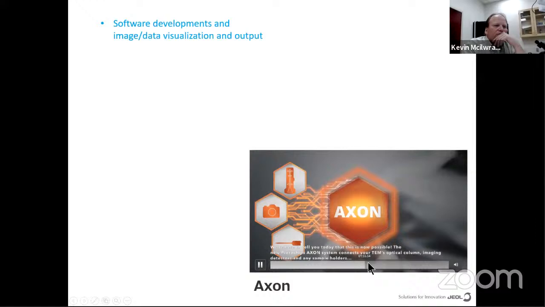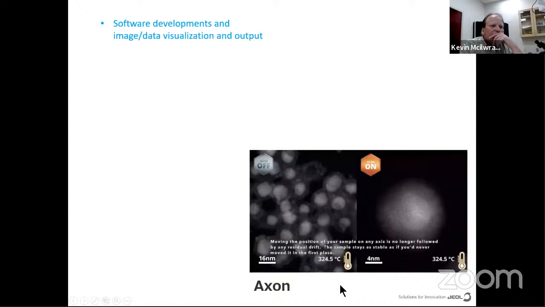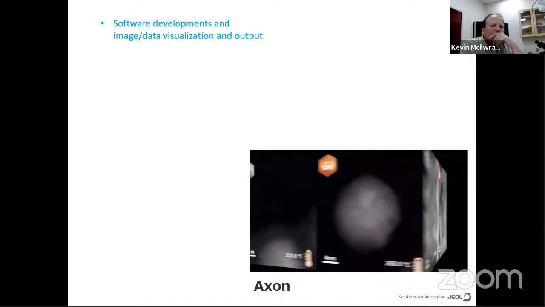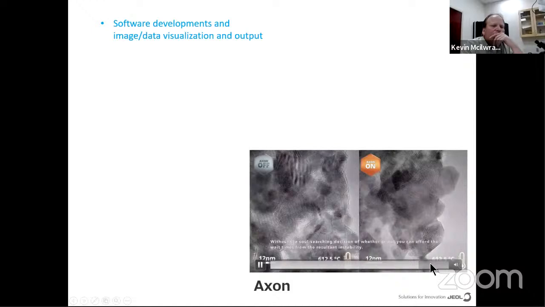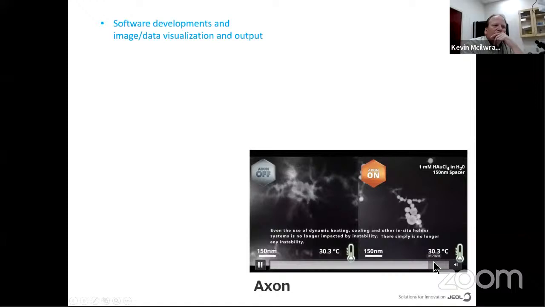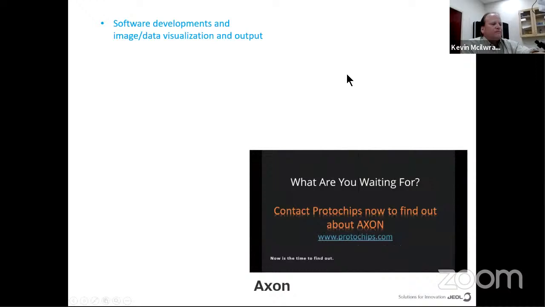I'm just going to try to show you what this does. On the left side, the sample is drifting. Moving the position of your sample in any axis is no longer followed by any residual drift. The sample stays as stable as if you'd never moved it in the first place. And switching between detector modes or accelerating voltages to better attack an application with the full arsenal of your system is now possible, without that soul-searching decision, and is no longer impacted by instability. There simply is no longer any instability.